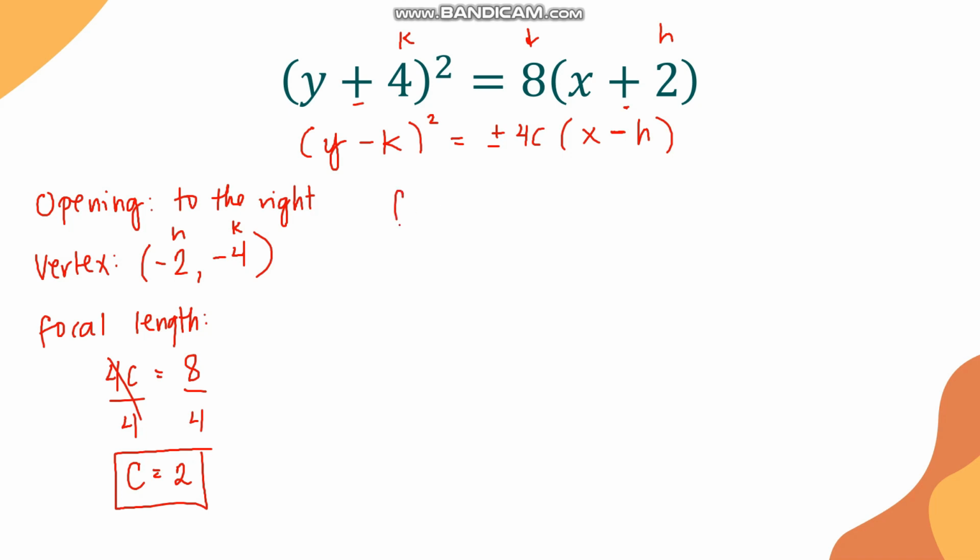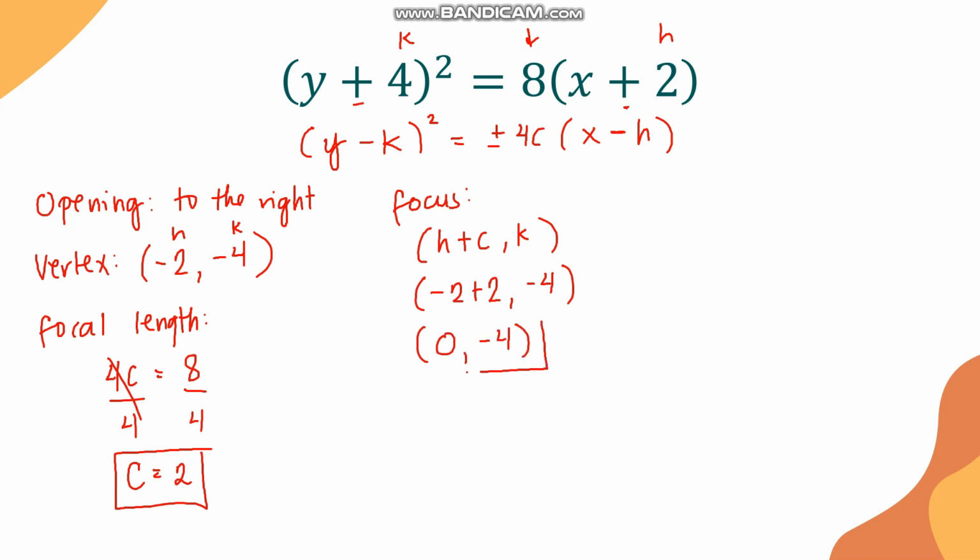Then after that, let's solve for the location of the focus. Since it opens to the right, it follows the form (h + c, k). So h is negative 2 plus c, which is 2, and then k is negative 4. Simplify this: negative 2 plus 2 is 0, and negative 4. So (0, -4) is the location of the focus.